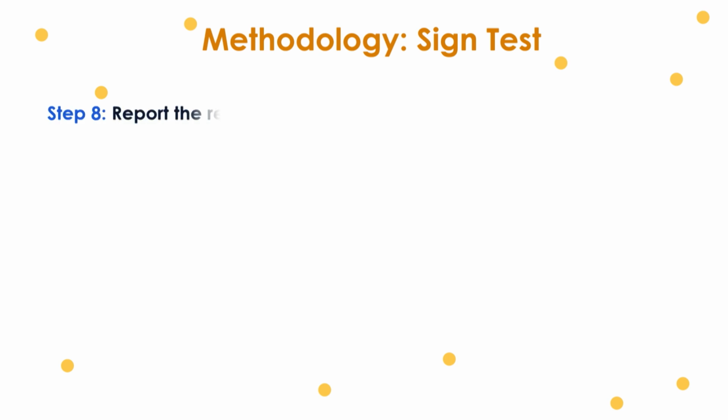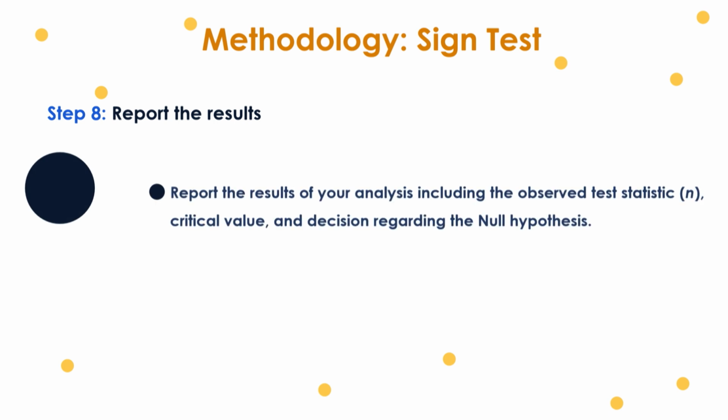Then step 8: report the result. How do we conclude the result? Report the result of your analysis, including the observed test statistic, the critical value, n, and the decision regarding the null hypothesis.